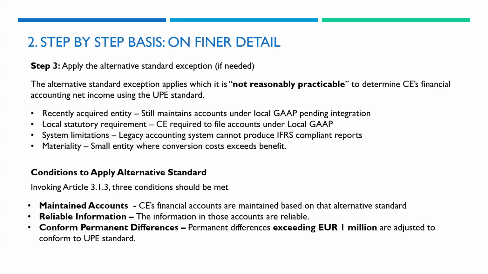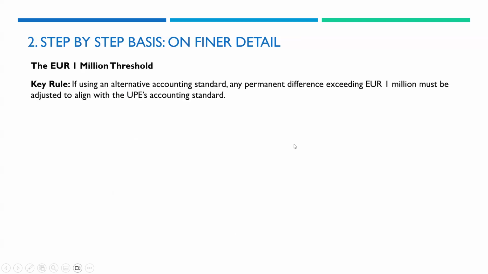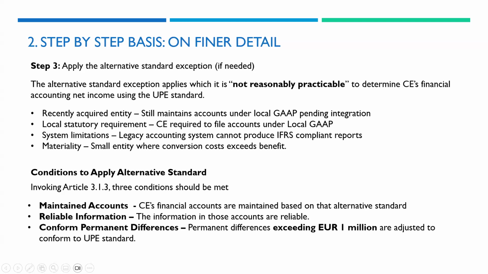Don't worry, we will do a final flowchart to brush up your memory, but this is all fine theory. You can apply an alternative standard if it is not reasonably practicable. But the point is, you should have maintained accounts, you should have reliable information, and that maintained account should be reliable. And if there are differences exceeding 1 million euros, then you have to adjust to the UPE standard. So what is this 1 million threshold? I told you, it is permanent differences exceeding 1 million.